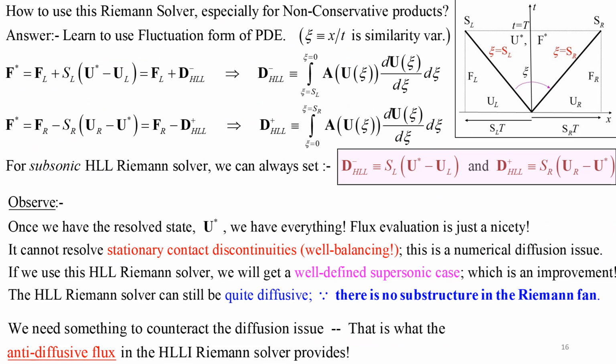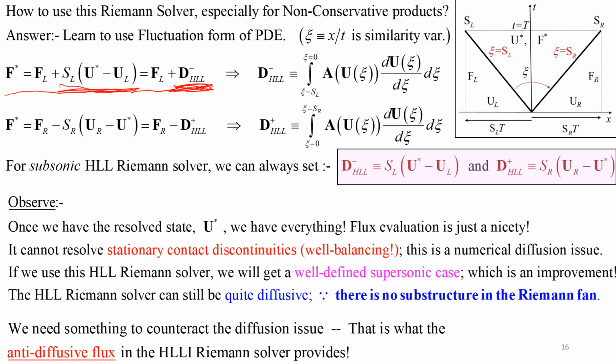So if we take the jump at the left boundary of our Riemann fan, we can massage the equation a little bit to get F star in terms of FL plus some additional contribution. So we'll write this as FL plus a left-going fluctuation D minus arising from the HLL Riemann solver. We know the form of D minus HLL because it's essentially just this guy out here.